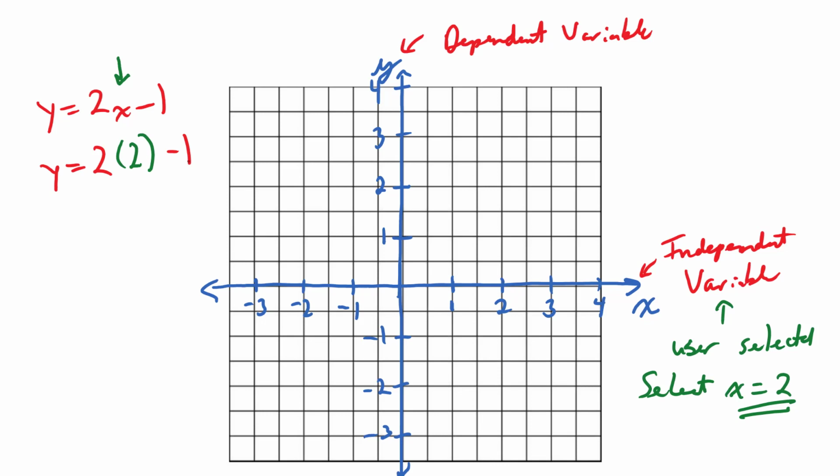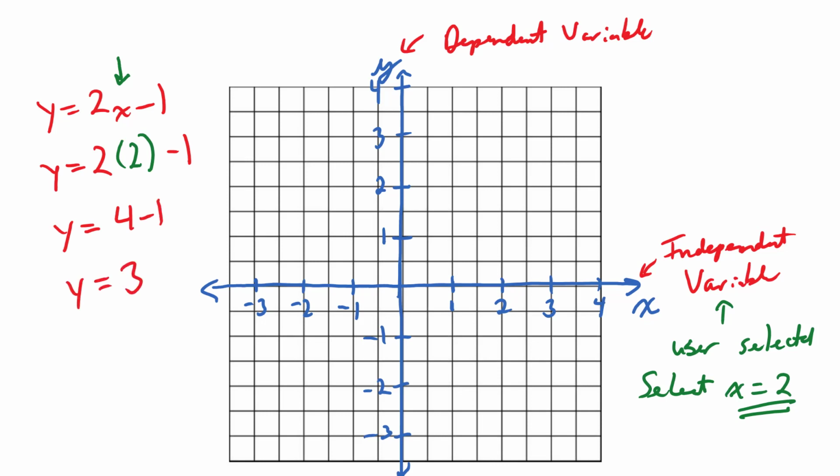So you can see I have chosen what x is going to be. I will now solve for y. This is your dependent variable. Y will depend on what you choose for x. So let's solve that now. Y is equal to 2 times 2 is 4 minus 1. Y is equal to 3.